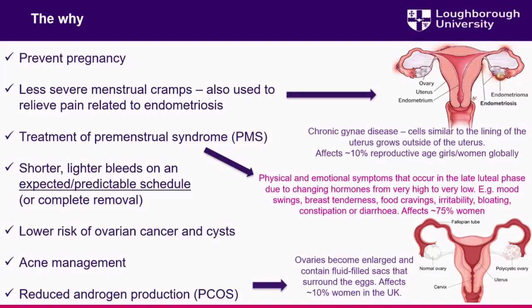So moving from very high levels of estrogen and progesterone, crashing down to very, very low levels. This can cause symptoms in women which can range from all sorts of things, such as mood swings, breast tenderness, food cravings, irritability, bloating, and in some women, none of those symptoms at all. But the contraceptive pill and other forms of contraception can help alleviate this.